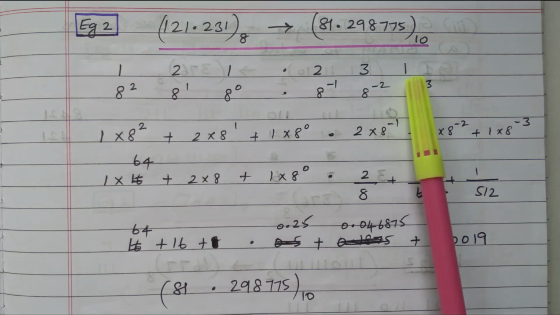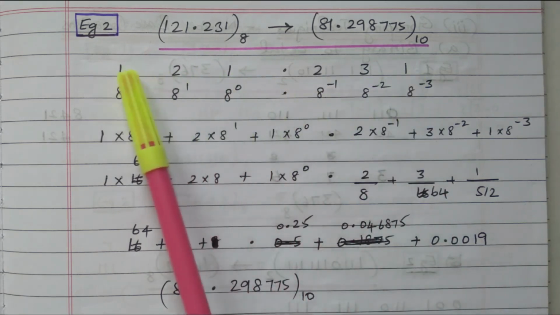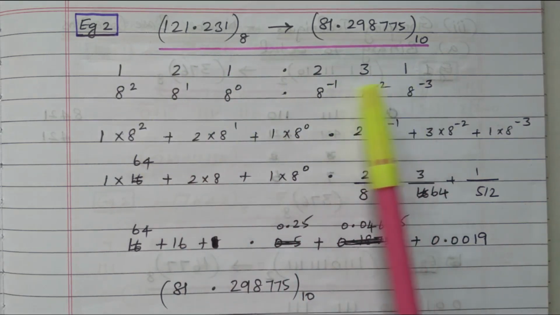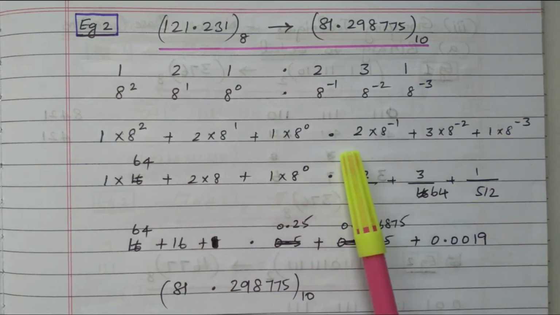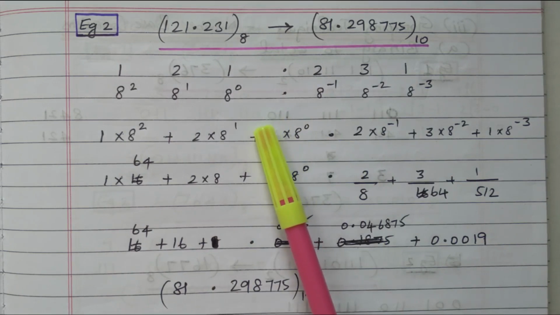121.231. Right. So this is the normal number. This is coming under decimal points, right? So 121.231. This conversion comes under successive multiplication. We need to multiply with the weightage.